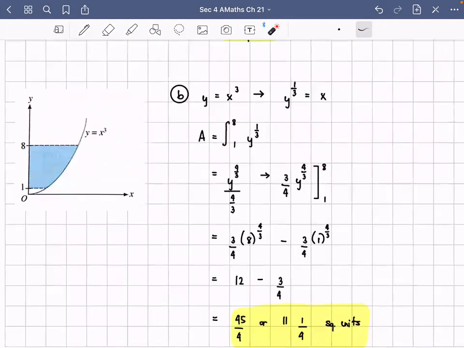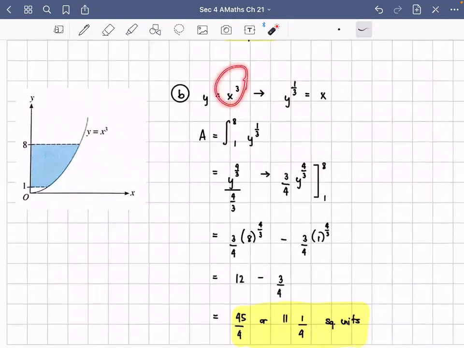So this is not in terms of y. It should be in terms of y. So I'm going to express this in terms of y. Therefore, this is my new equation, this one. Let me highlight this. Okay. So this is what I'm going to use to get the area of the shaded region from 8 to 1.